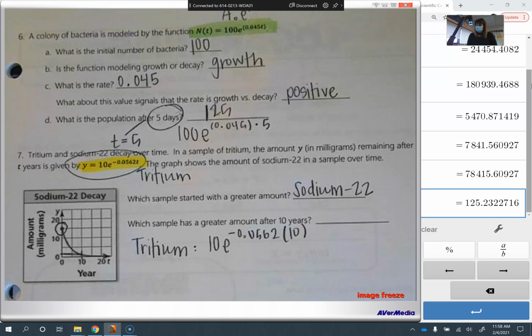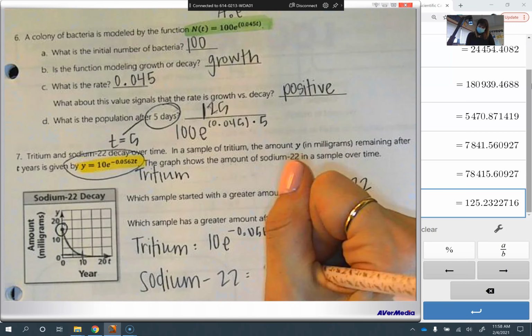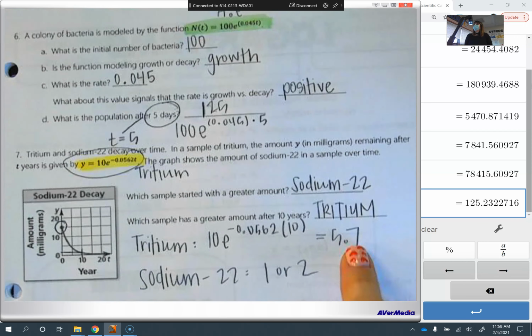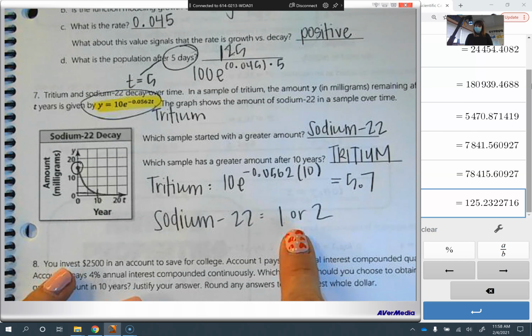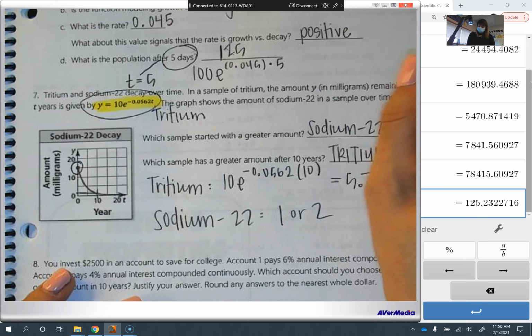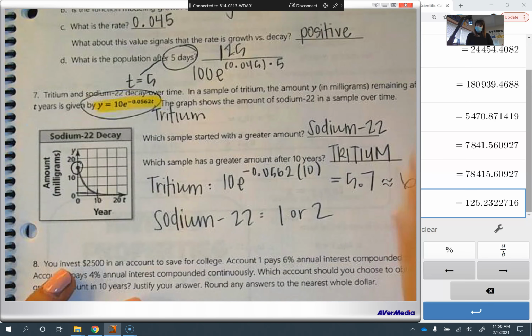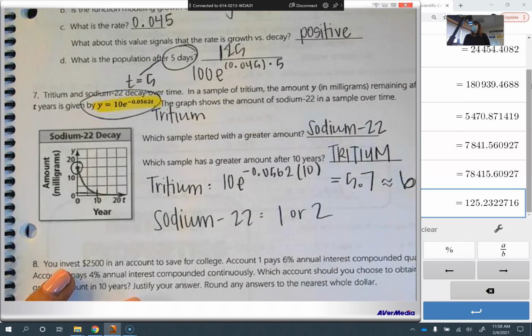Okay, I'm getting tritium. I got that tritium is 5.7. And I got sodium, oh yeah, so 6. I'm pretty sure I made everything on your quiz round to the nearest whole.